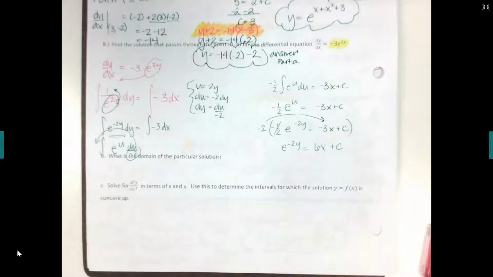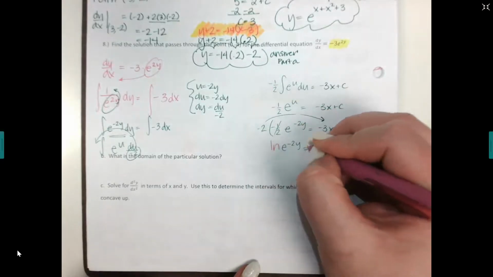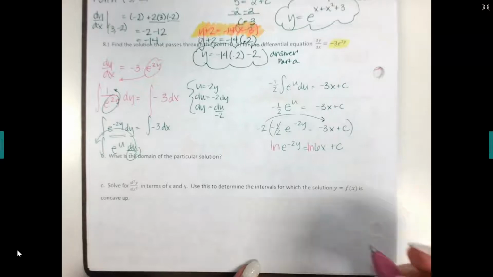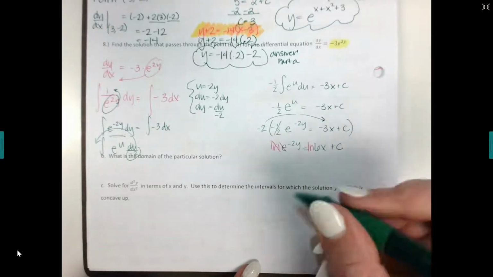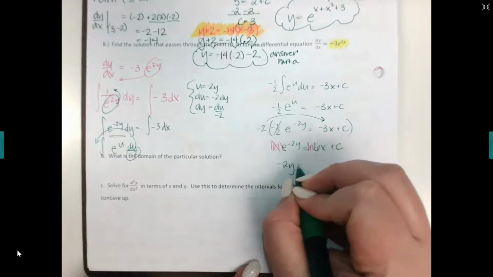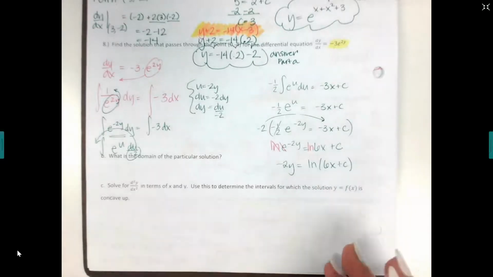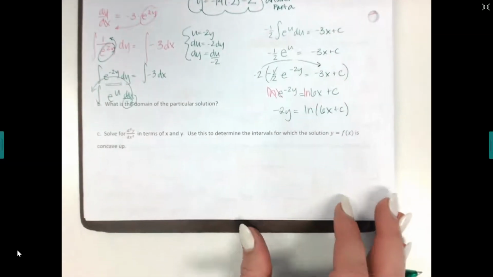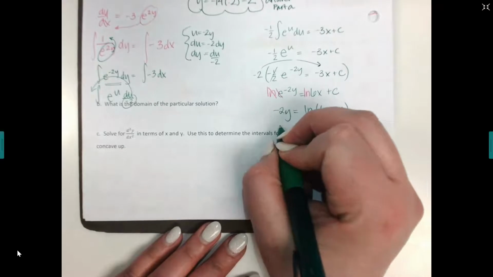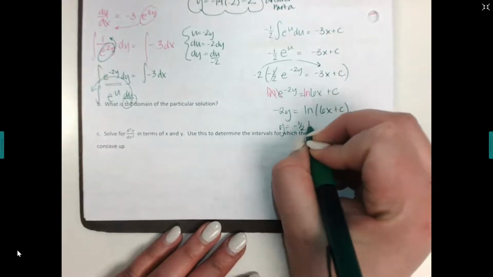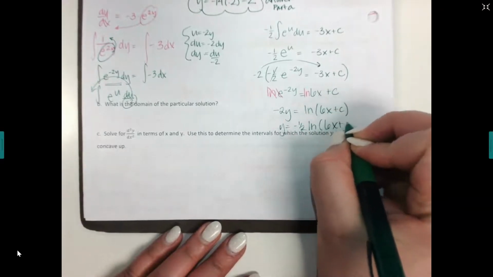Nobody cares. Okay, then your next step, how do I cancel out the e? We need to get y by itself, so ln both sides. So I'll ln here, I'll ln here. So those guys are gone. Then I have negative 2y equals ln of 6x plus c. And then my last step, what would I do to get rid of the negative 2 in the front? Good. So I'd have negative a half ln 6x plus c.